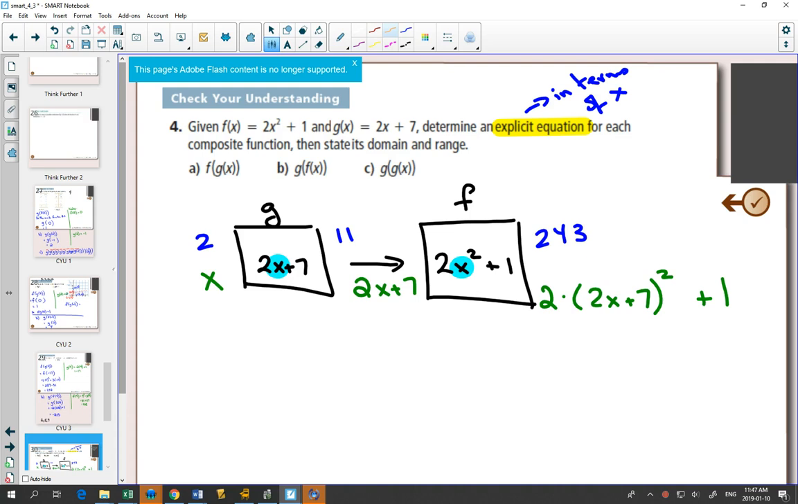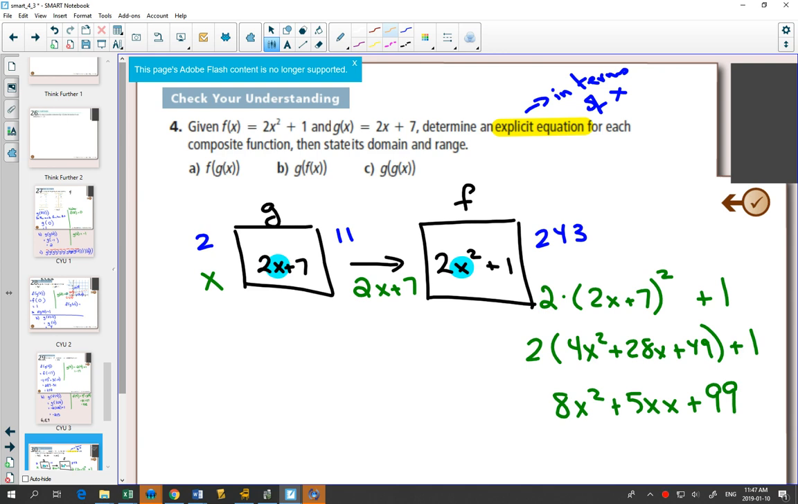And after simplifying, following the order of operations, this will be 4x squared plus 28x plus 49 plus 1, and distribute the 2, 8x squared plus 56x plus 98 plus 1, which would be plus 99.